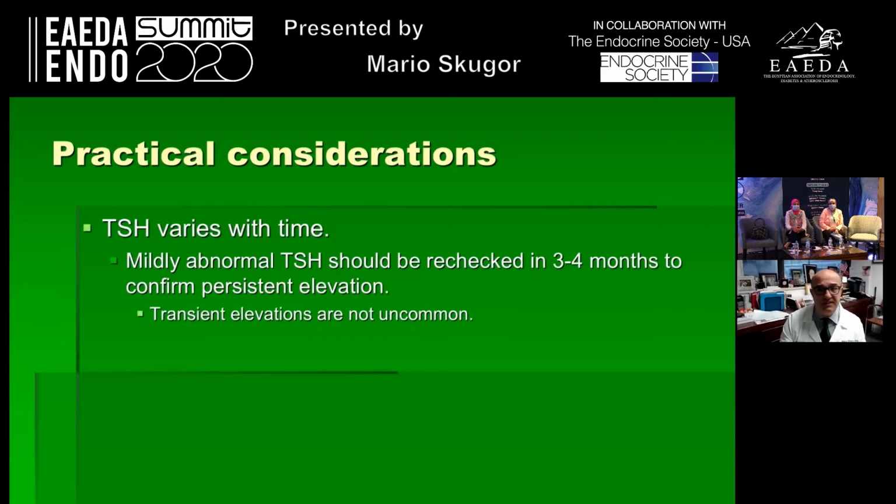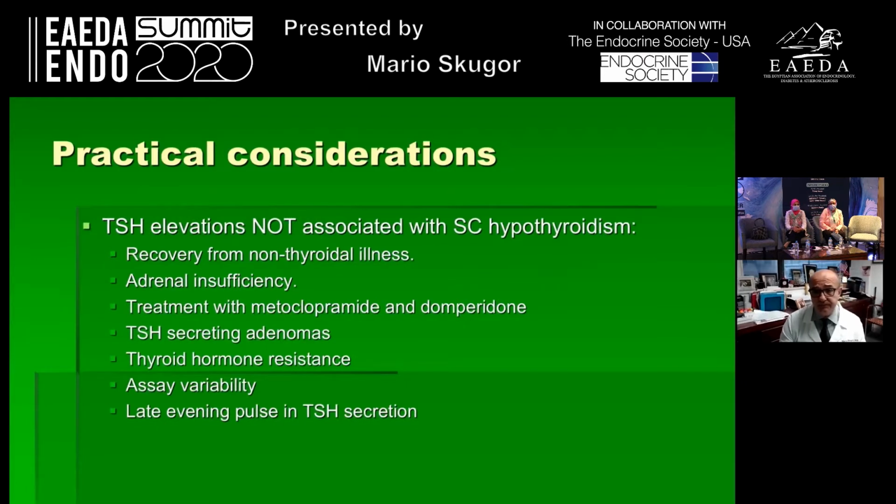A single elevation of TSH doesn't mean much because transient elevations are not uncommon in this population. There are TSH elevations that are not associated with hypothyroidism. For example, recovery from non-thyroidal illness, the sick thyroid syndrome in a recovery period. Adrenal insufficiency, people will sometimes have high TSH. Treatment with metoclopramide and domperidone. In cases of TSH secreting adenomas, you're going to have slightly high TSH, but hyperthyroidism. Cases of thyroid hormone resistance, and then sometimes there's assay variability. You always have to count on an error in a lab. And then there's also such a thing as a late evening pulse in TSH secretion.